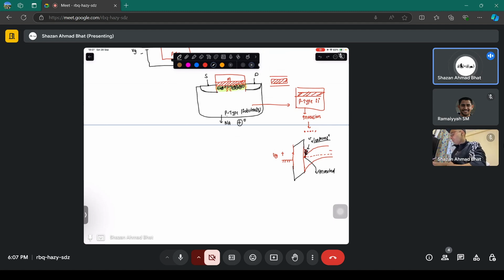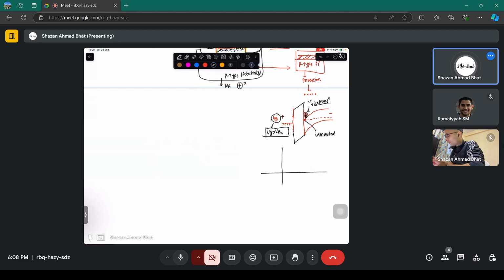So now what we are going to do is dope the source and drain regions with the same type of carrier which we are going to induce in the channel. Let's say there are electrons induced in this region by the inversion of the channel. The p-type substrate has been inverted at this region by application of a gate voltage greater than the threshold voltage. You also know the threshold voltage concept.